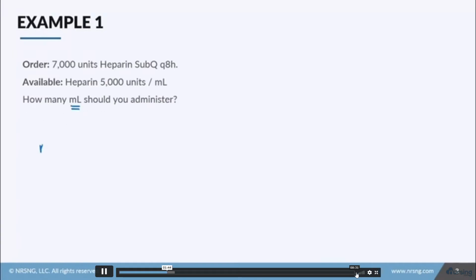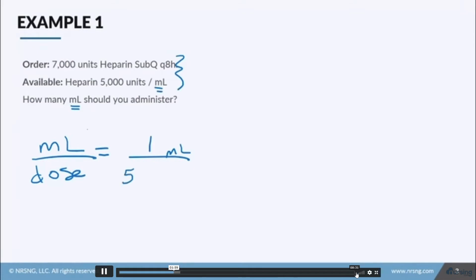So the first question is, what are we looking for? How many milliliters? So I'm looking for the number of milliliters per dose. Always start with what you're looking for. Transfer your top units over milliliters. Insert what you know. Am I given anything about milliliters? Yes, I am. I know that 1 milliliter is 5,000 units. Okay, transfer my units up. What else do I know about units? Well, I know that I want 7,000 units in 1 dose.